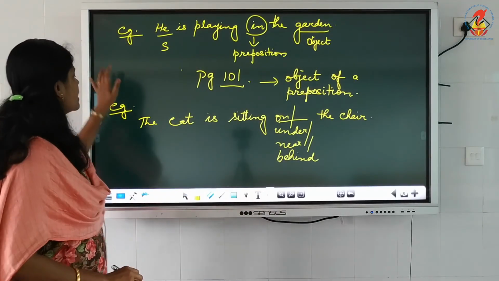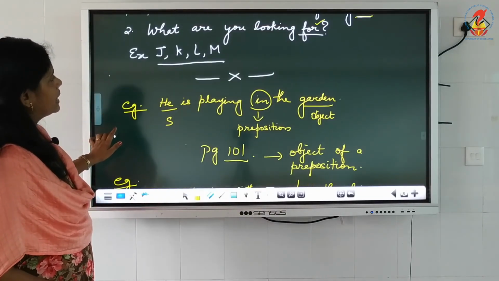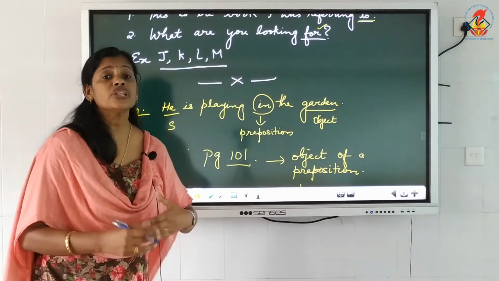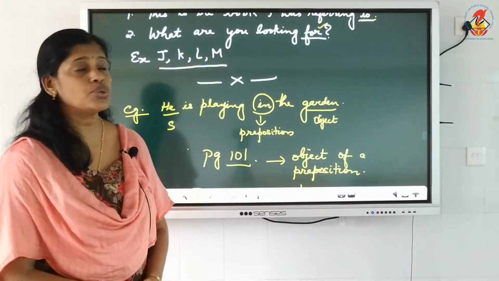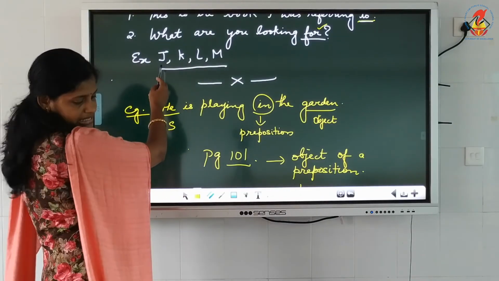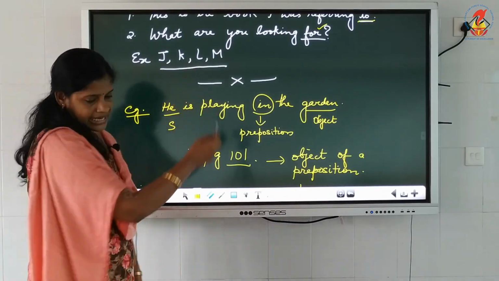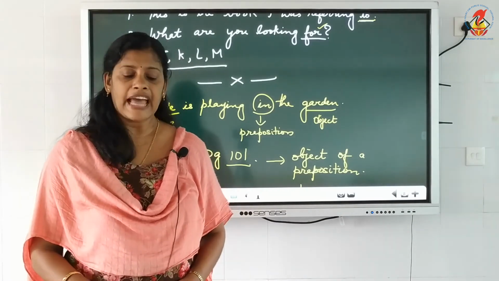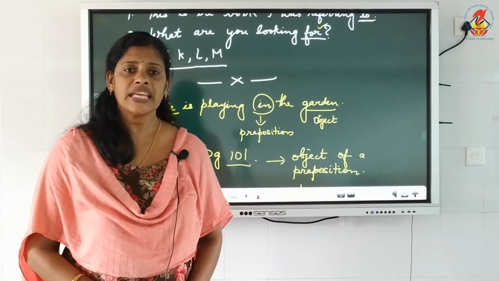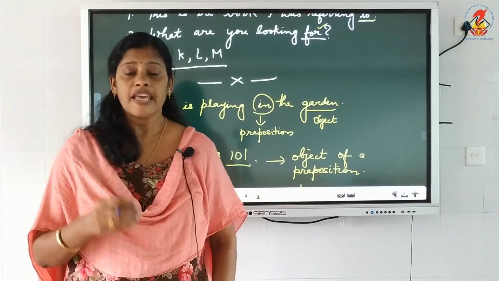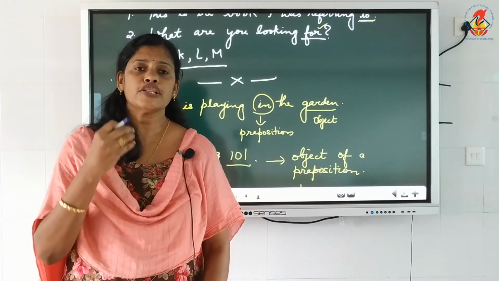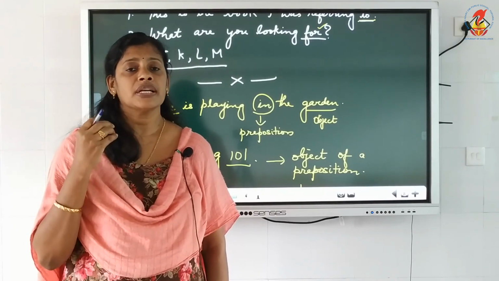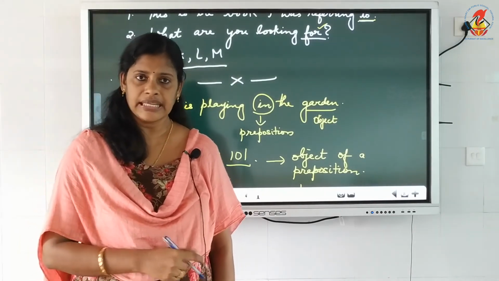Now, when you come to the end of the exercise, when you know the different types of prepositions and how to use them, you should be able to do exercise J, K, L and M. You have to use any appropriate prepositions and fill in the blanks. If options are given, you take the suitable ones. If options are not given, you try to fill in the blanks with any appropriate suitable prepositions. Is it clear? Thank you, children.